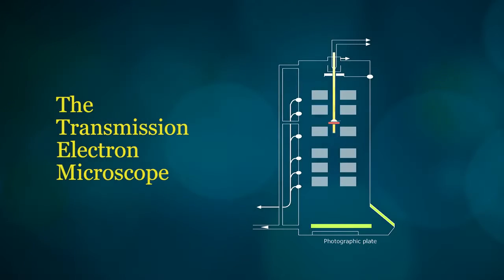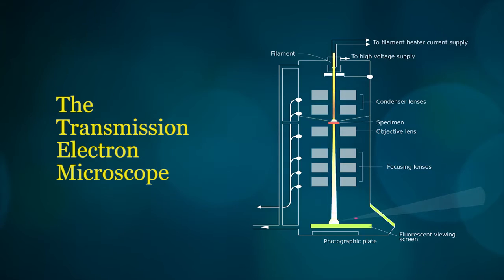The improved resolution is achieved by using a high-velocity beam of electrons to produce the image instead of light rays. At the top of a tall, evacuated column is an electron gun that sends a beam of electrons through the specimen. Electrons pass through the specimen and are focused onto a fluorescent screen by using electromagnetic lenses.